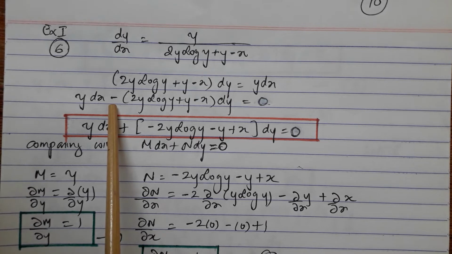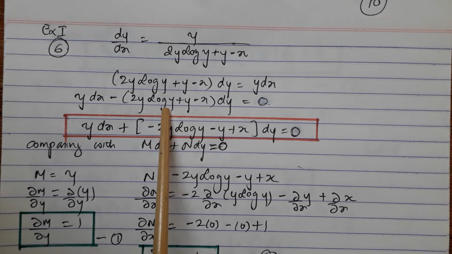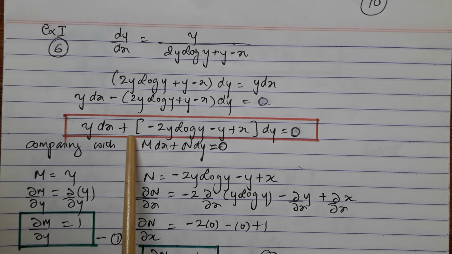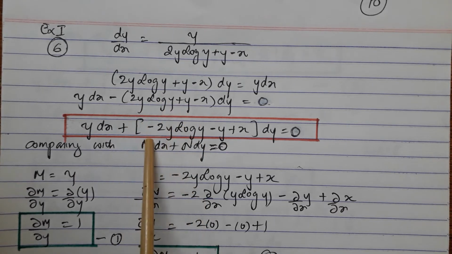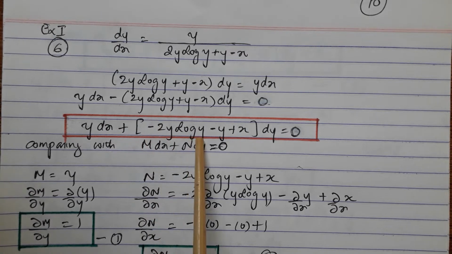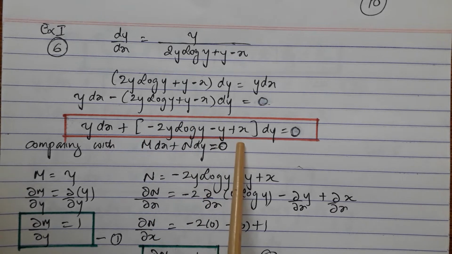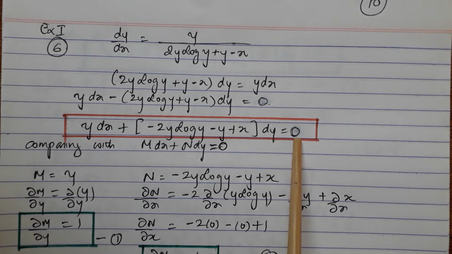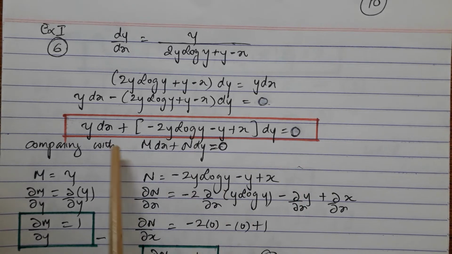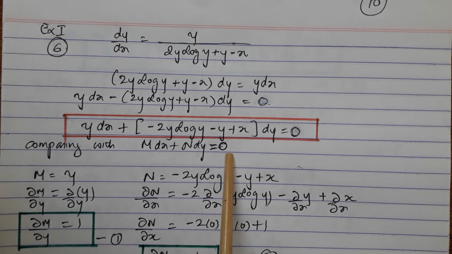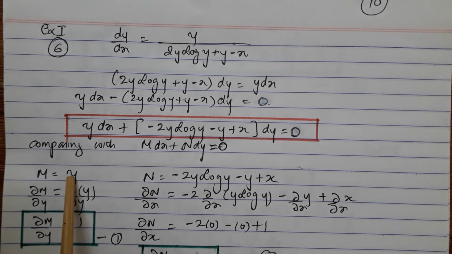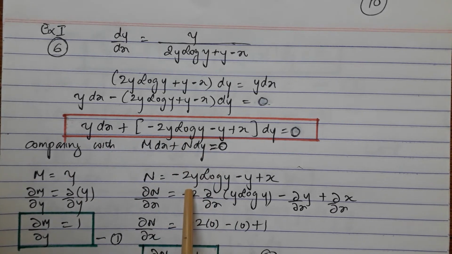Now we will take the negative sign inside. So it becomes y dx plus, the sign inside the bracket changes, every term changes the sign, so this would be (minus 2y log y minus y plus x) dy equals to 0. Now this particular equation can be compared to M dx plus N dy is equal to 0. And on comparison, we get M is equal to y and N is equal to minus 2y log y minus y plus x.